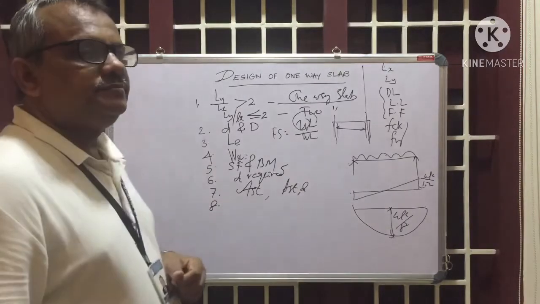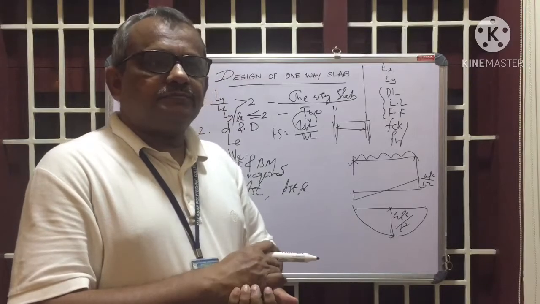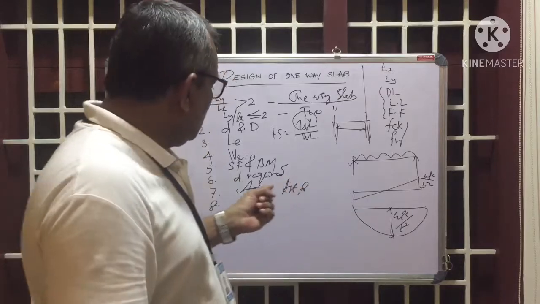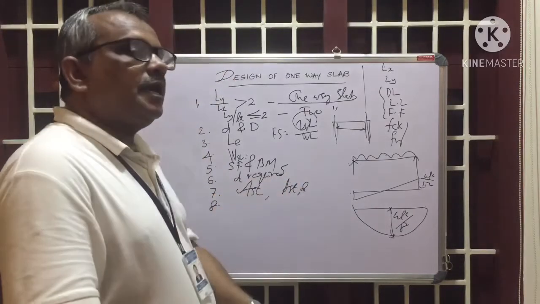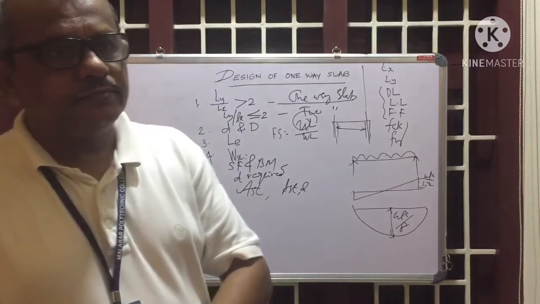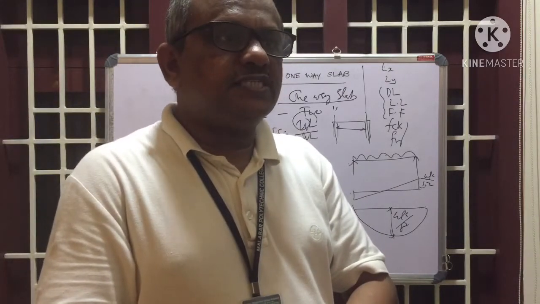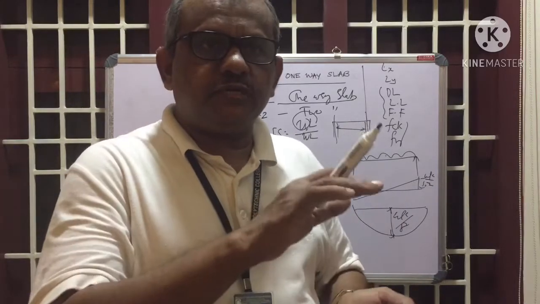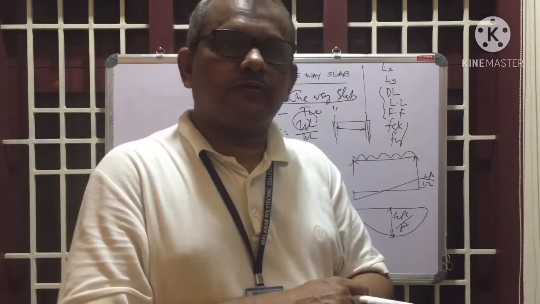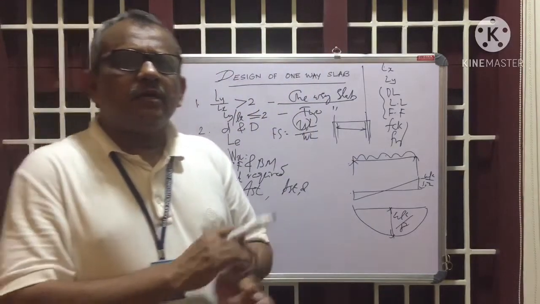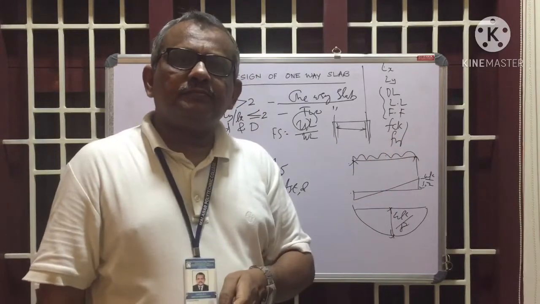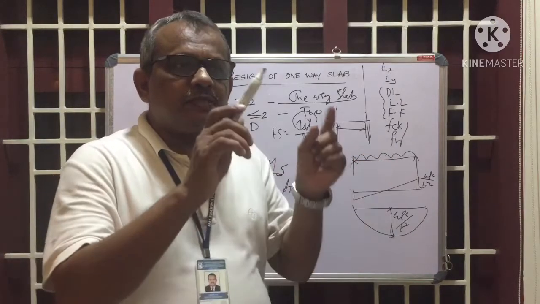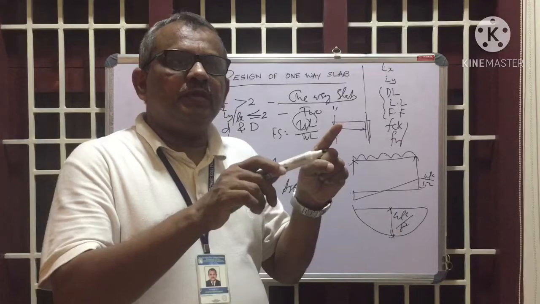Number 8, what is number 8? After calculating AST and ASTD, the next one is the checking, isn't it? Checking for shear and checking for deflection, not for bond. What is check for shear? We know already the maximum shear force occurred on the beam, and accordingly find out the shear stress, nominal shear stress tau v. Compare that tau v with the tau c as in the case of beam, right?